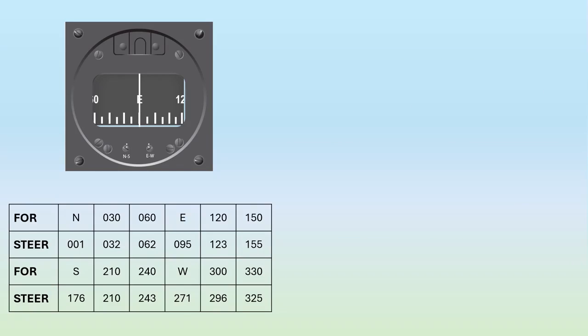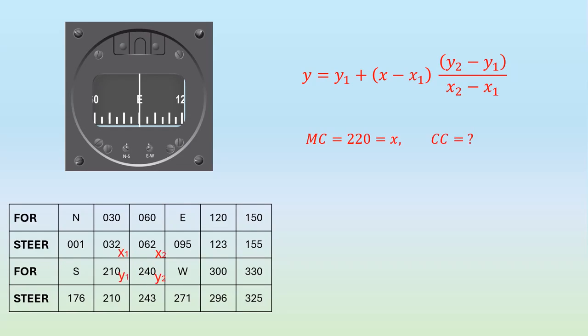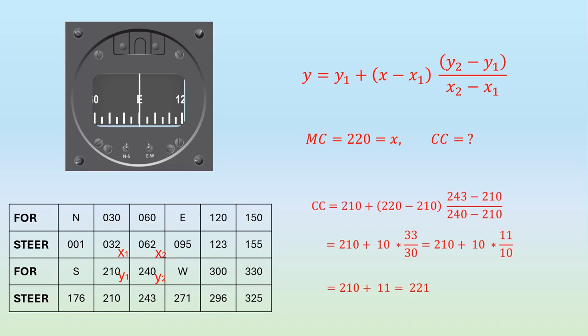If your magnetic course isn't listed, you'll need to interpolate the corrections. For example, if your magnetic course is 220, plug the numbers. Your compass course would be 221. Keep in mind that deviation errors are aircraft-specific and vary with heading. They can also change after a visit from a certified aviation maintenance technician. So, always double-check before takeoff.